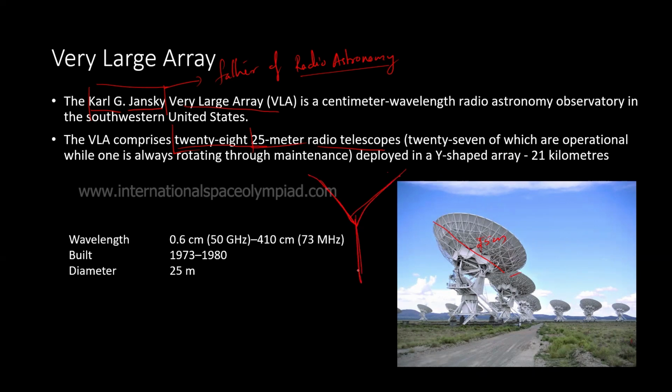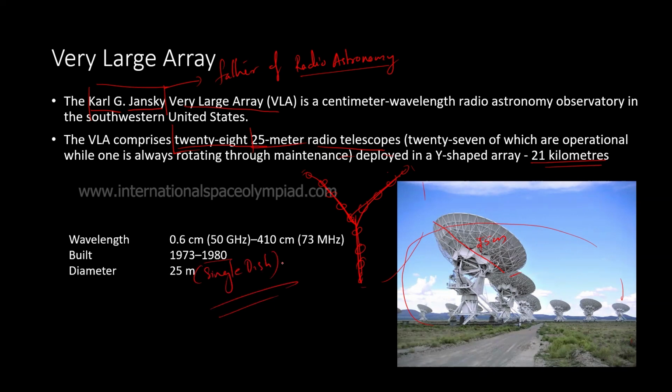Something like this. 28 of them. I'm not counting properly, just giving a glimpse. So effectively it becomes something this big, deployed in a Y-shaped array. The total area of coverage spans around 21 kilometers. It was built between 1973 and 1980. So 25 meters for a single dish.